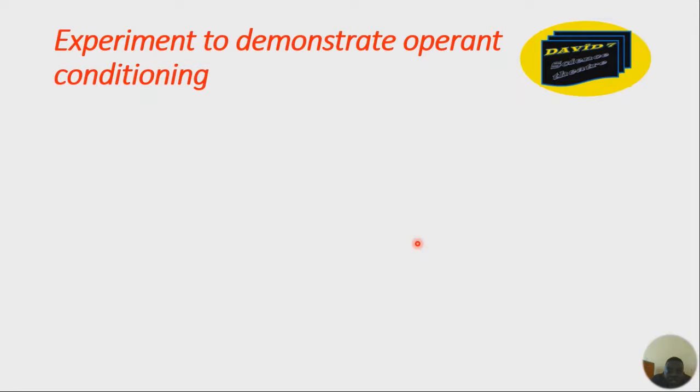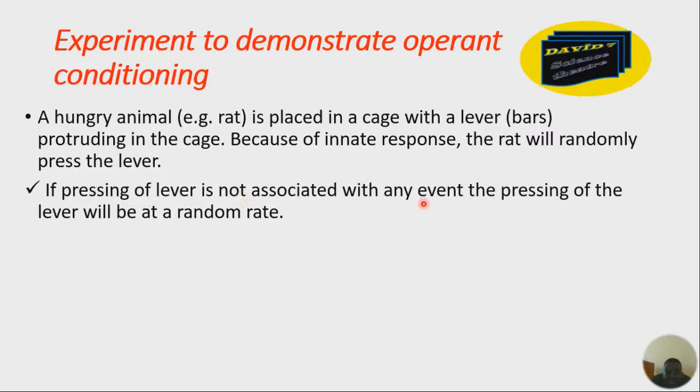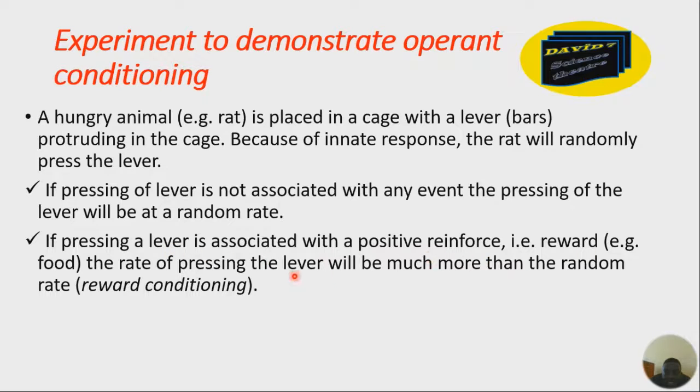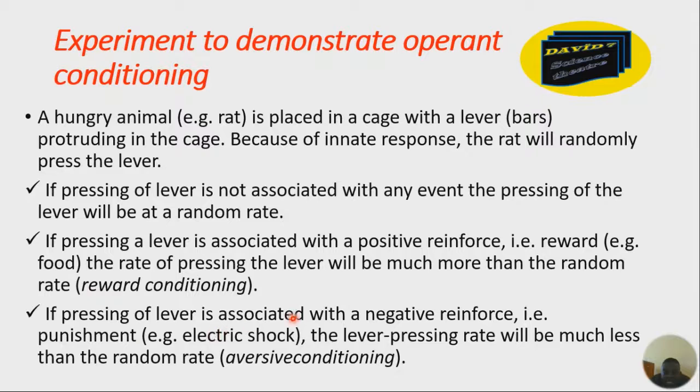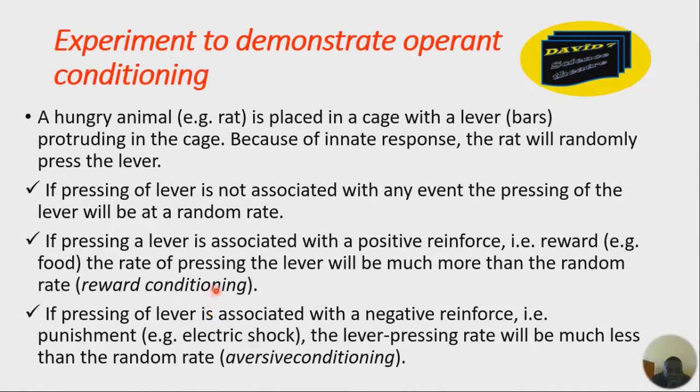The experiment to demonstrate operant conditioning is here. When you get a hungry rat and place it in a cage with a lever protruding into the cage, such that if it touches the lever, something happens. Because of innate response, the rat will randomly press the lever. That is innate. So, if the pressing of lever is not associated with any event, the pressing of lever will be at a given rate or random rate. But if the pressing of lever is associated with a reward, the rate of pressing the lever will be much more than the random rate. This is what we call reward conditioning. But if the pressing of the lever is associated with a negative reinforcement, call it a punishment or electric shock, lever pressing rate will be much less than the random rate, aversive conditioning. So that is aversive conditioning, reward conditioning, and the random rate in absence of any reward or punishment.